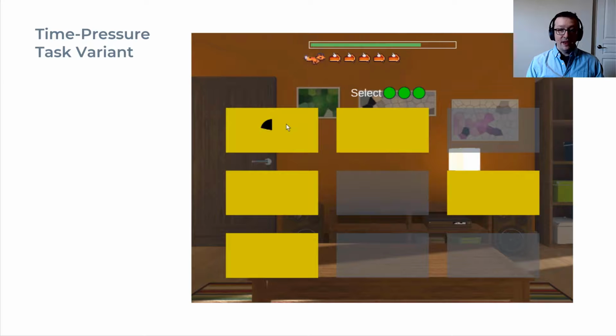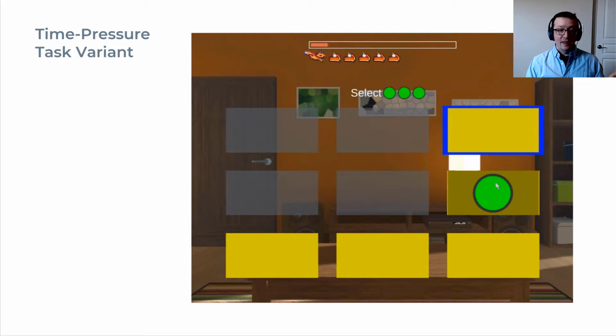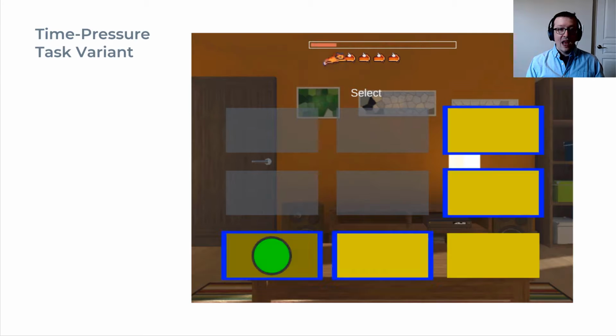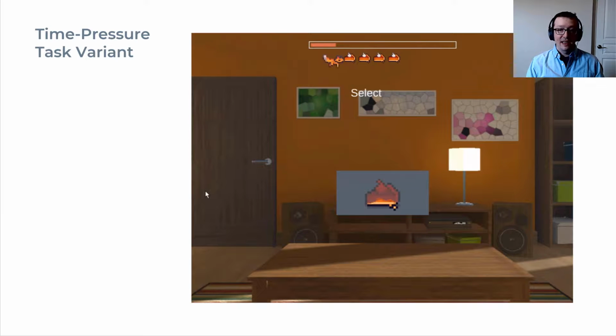In the time pressure variant, the user had to do the standard task, but you're also on the clock. There's this bar counting down, and if the bar empties completely, the cartoon cat eats a slice of pie, and you have to pay a 4-second penalty at the end of the round for each slice of pie that's eaten.